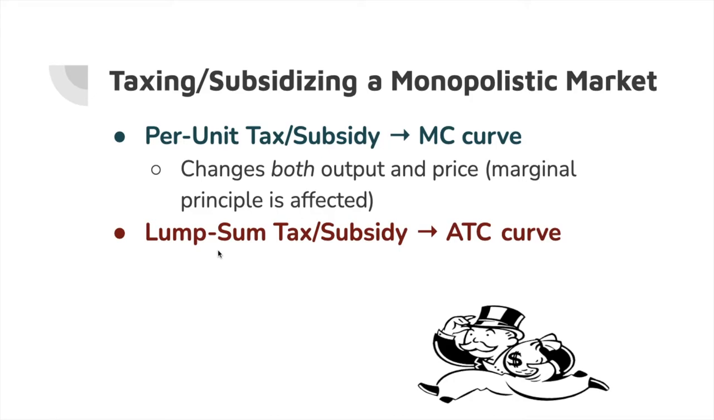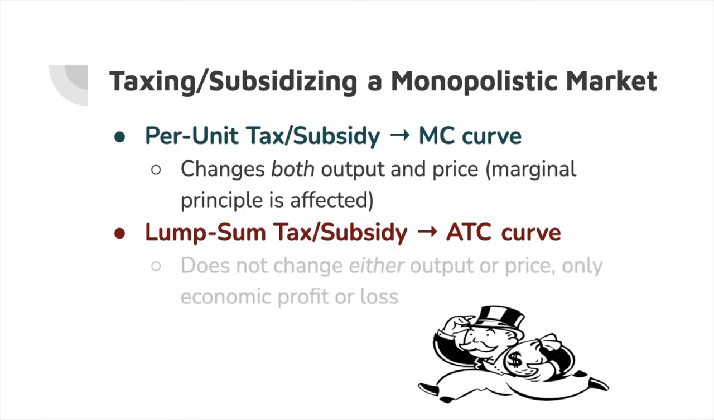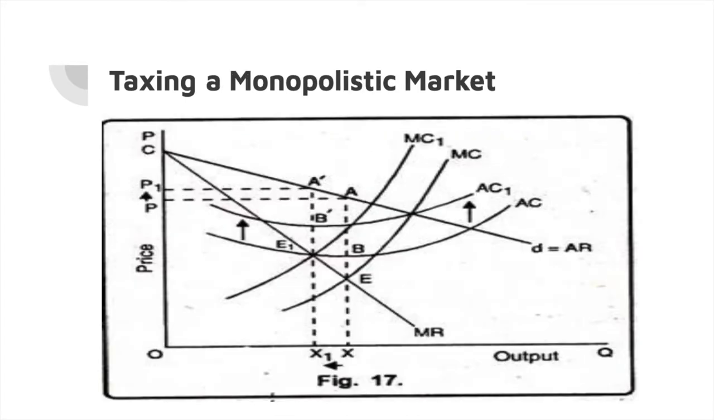On the other hand, a lump sum tax or subsidy is only going to affect the average total cost curve. And in that case, the only thing ATC determines in any way is profit or loss. It has nothing to do with output or price because those things are determined by the marginal principle. So here's what that looks like on a graph. In this particular graph, there are two examples being shown, and they're both taxing a monopolistic market. If the marginal cost curve is being affected versus the average cost curve, we just know one is per unit, marginal, and one is lump sum. That would be the average total cost curve.